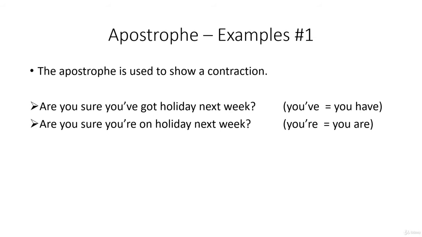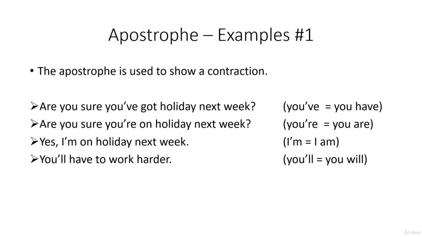Are you sure you're on holiday next week? Where you're is the contraction of you are. Yes, I'm on holiday next week. I'm is a contraction of I am. Well, you'll have to work harder. Where you'll is a contraction of you will, or sometimes you shall. But no matter what the contraction is, there's always the apostrophe that is used to show the contraction. And these are very common in English. You'll find them all over the place.